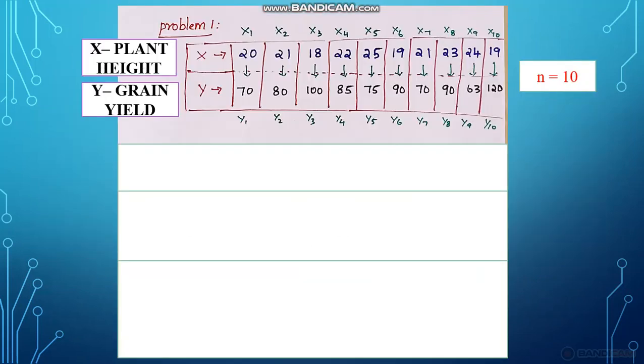So the data is like this. x means the plant height, and y is the grain yield. Here we have x1 y1, x2 y2, x3 y3, x4 y4, x5 y5, like that. Here we are having 10 pair observations, so n is equal to 10, because the number of pairs of observations is 10.